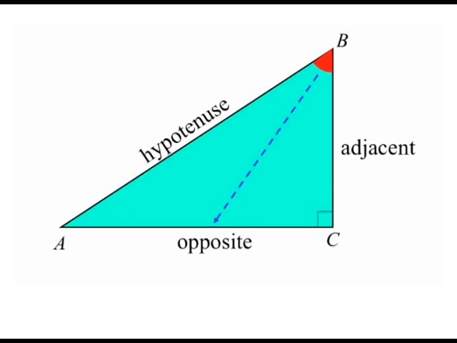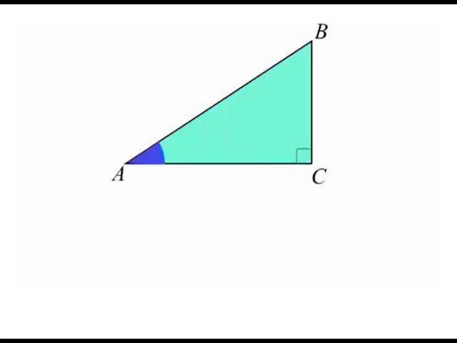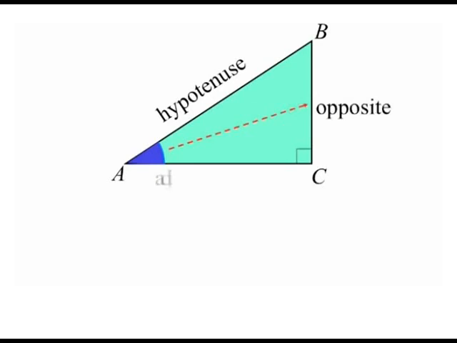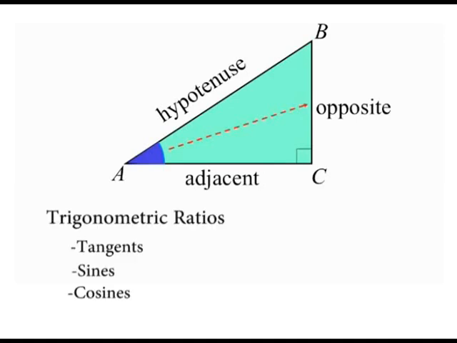In the 3rd century, astronomers first noticed that the length and sides of a right-angled triangle and the angles between these sides have fixed relationships. And so if we know the length of one side and at least one of the acute angles, we can find all the other sides and angles. Trigonometric ratios provide the relationships between the sides and angles of a right-angled triangle. There are 3 trigonometric ratios: tangents, sines, and cosines.